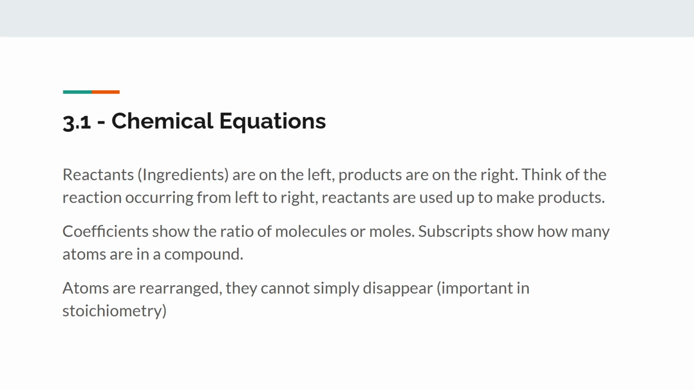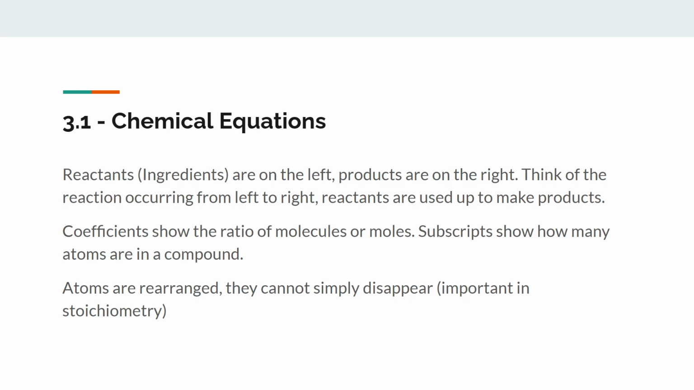There are two things you need to know: reactants and products. Reactants are things that react, and products are things that form, right? A reactant is technically the ingredients or what's used up, and products are what comes after, or what is made from the reactants reacting. So think of the reaction occurring from left to right. Reactants are used to make products. So reactants are the ingredients.